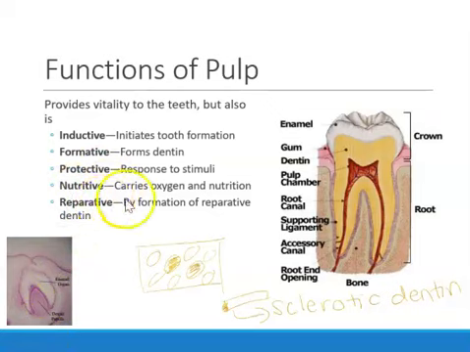It also provides nutrition because it carries oxygen and nutrition to other areas. So the pulp can carry, because there's blood vessels there that can carry oxygen and nutrients to other areas of the mouth. And it's reparative.